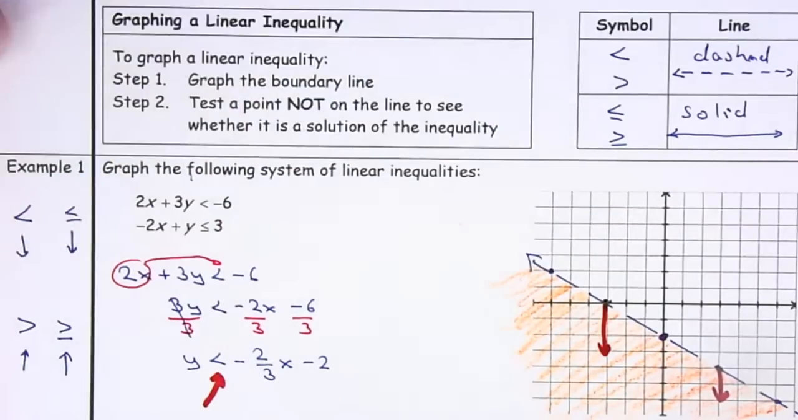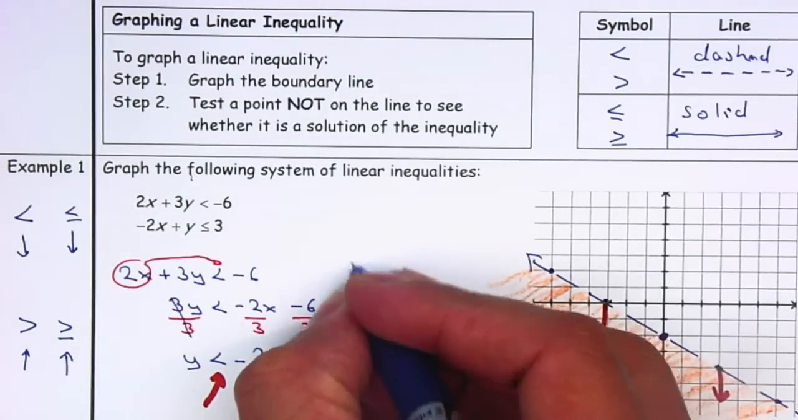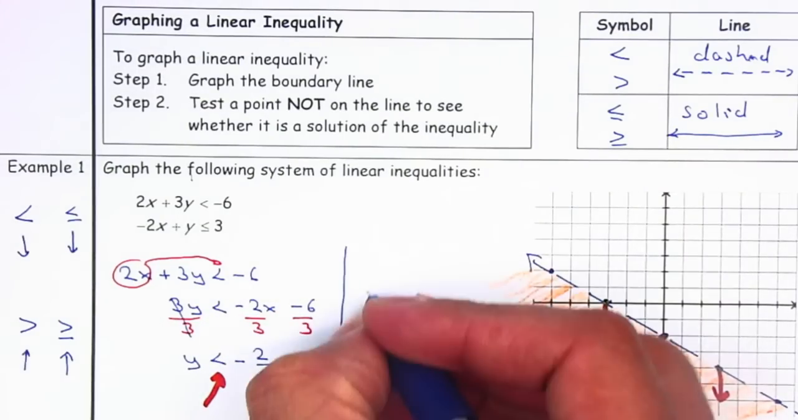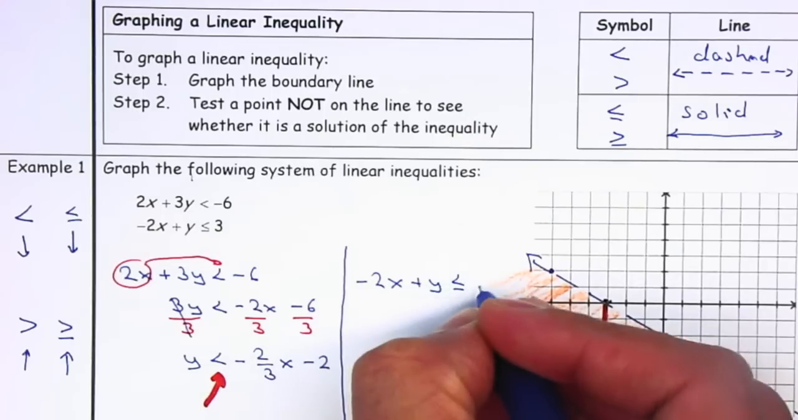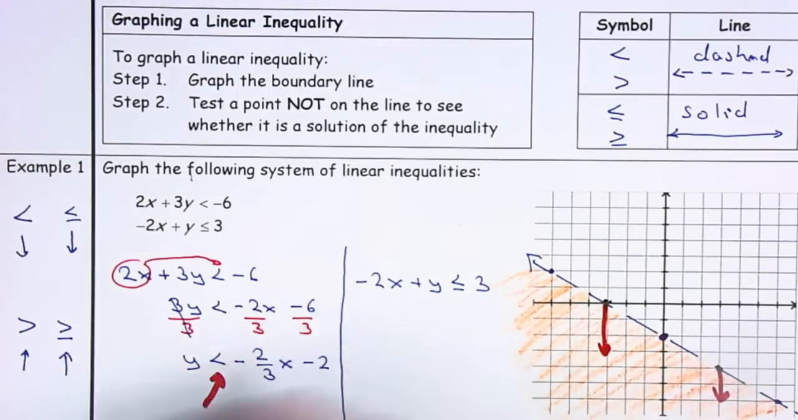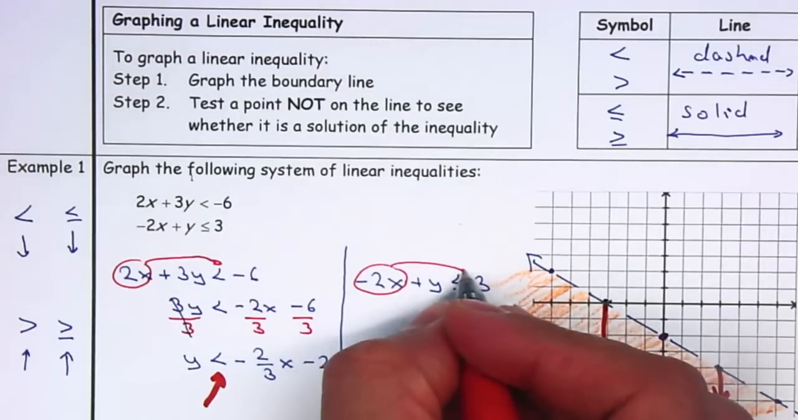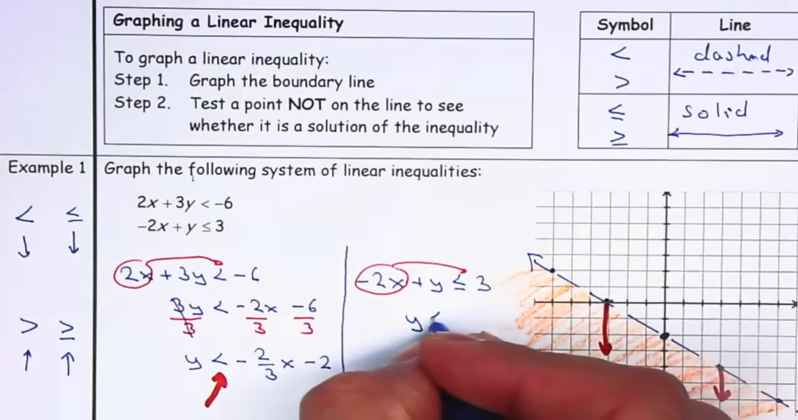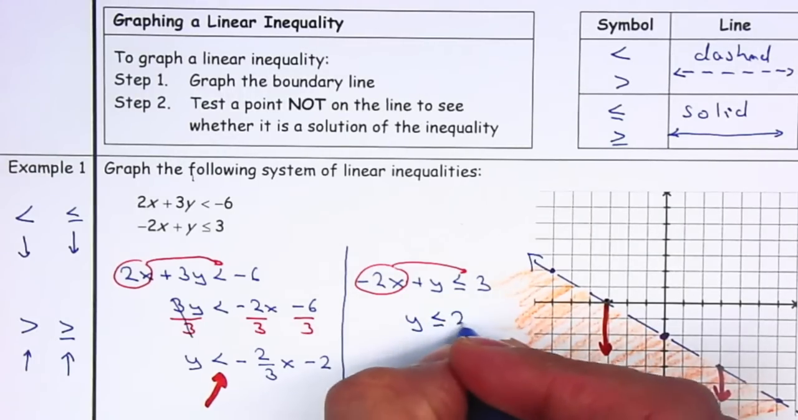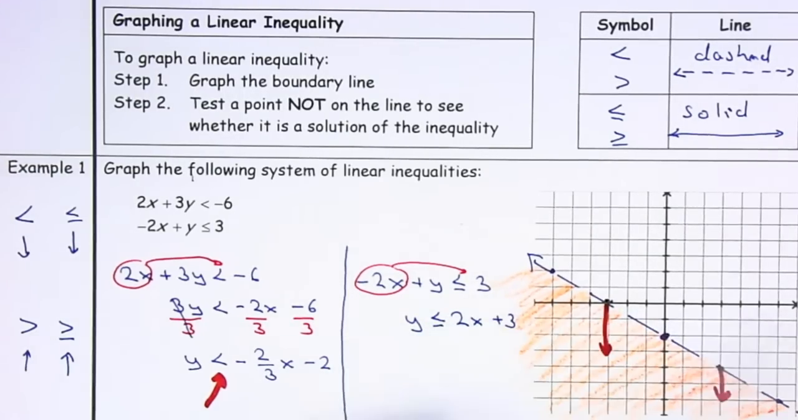Nice and light. Now I'm going to do the same thing with the other inequality. I'm going to go ahead and graph it. So I have negative 2x plus y is less than or equal to 3. I'm going to go ahead and move my 2x to the right. That's going to become a positive. We have y is less than or equal to positive 2x plus 3.